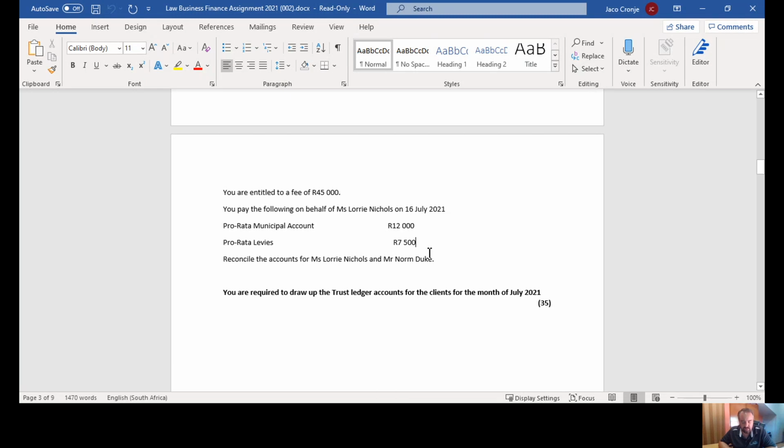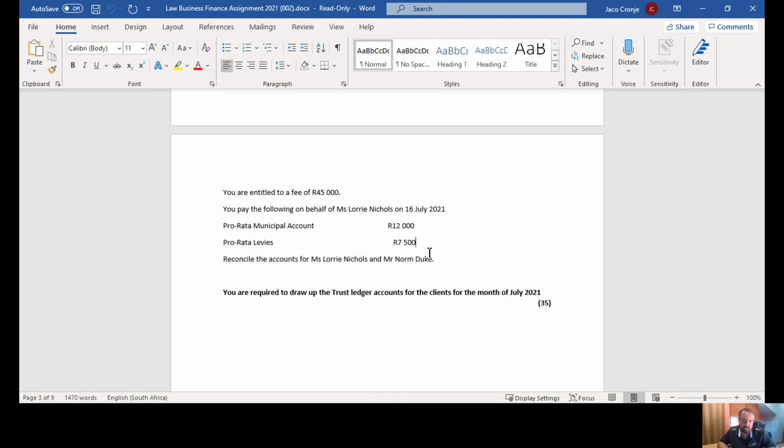And then it says reconcile the accounts for Mr. Laurie Nichols and Mr. Norm Duke. So there I've got a note to say the balance of the purchase price, because the purchase price is 6.5 million, and the guarantee that he receives, or the bond that he got, is only 6 million. So a balance must be transferred via a journal from Mr. Duke's account to Mrs. Laurie's account. There's a journal between the two to make up the balance of the transfer price.